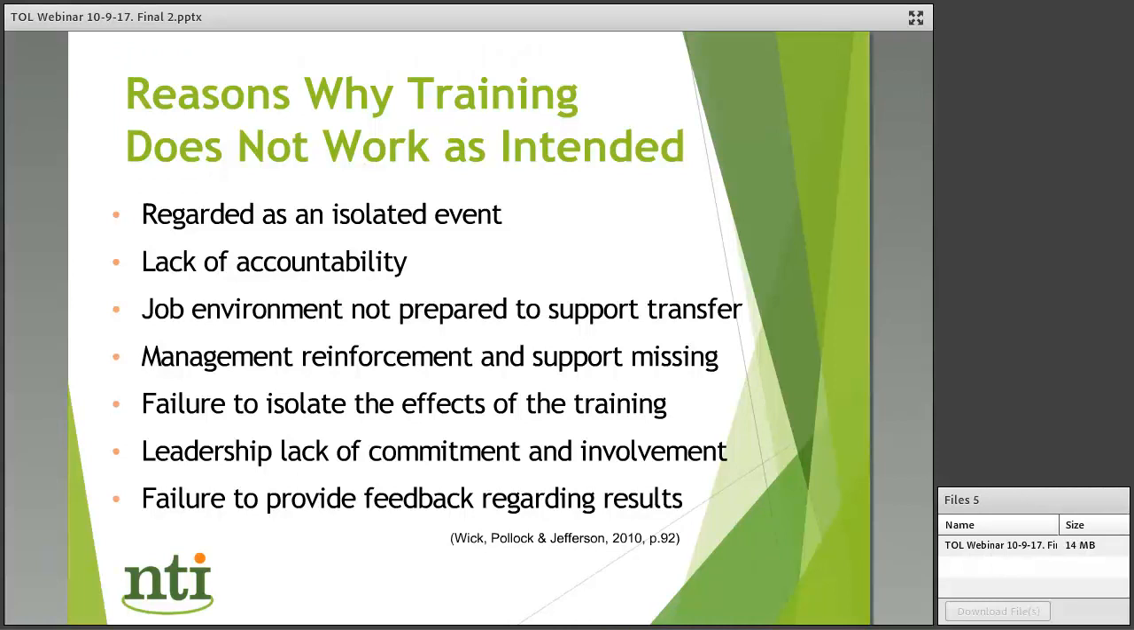We know that simply delivering a workshop or a seminar, there's some accountability there in terms of the trainer, but who is responsible for making sure that the outcomes we're hoping to see actually take place in the workforce, in the day-to-day practice arena? So lack of accountability, we can certainly shift that by identifying who can be on the team to make sure that transfer of learning works. The job environment, being prepared or not prepared to support transfer, is also a reason why it may not transfer as well. Management, reinforcement, and support may be missing.